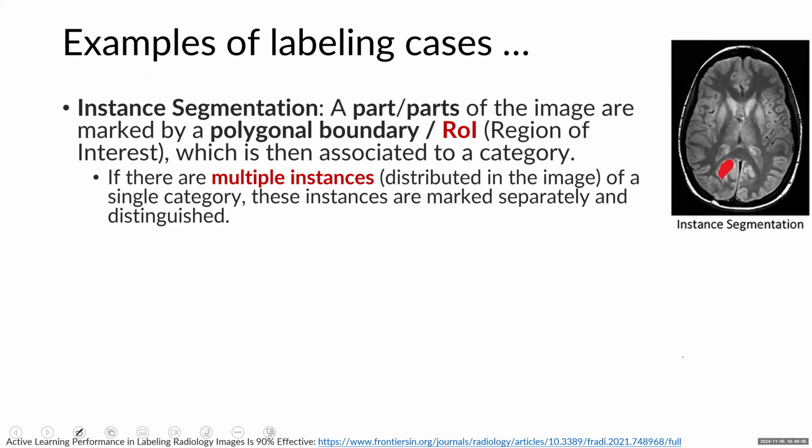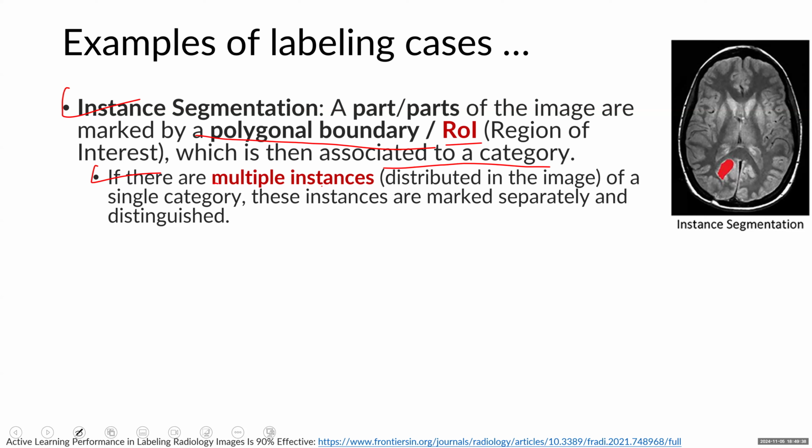Another, better way is instance segmentation, where part or parts of the image are marked by a polygonal boundary, or in image processing we say a region of interest. So ROI is not the business term. If you are from a business background, we know it probably as return on investment, which is then associated to a category. I learned return on investment recently, because we are working with a fintech company for research collaboration.